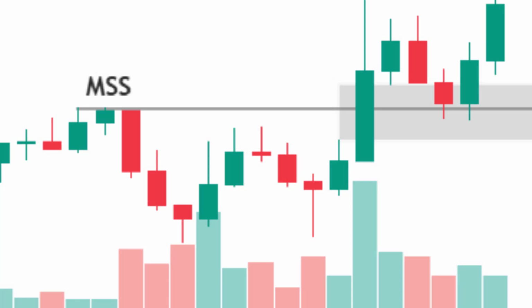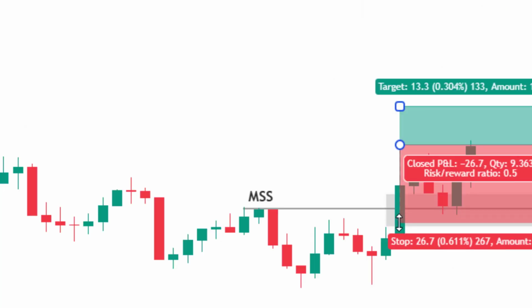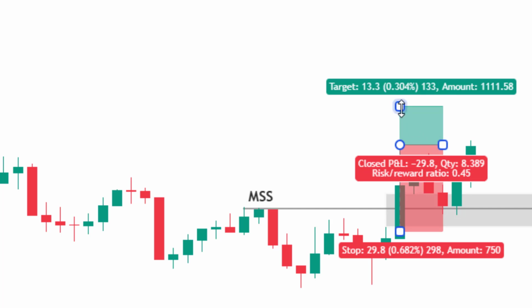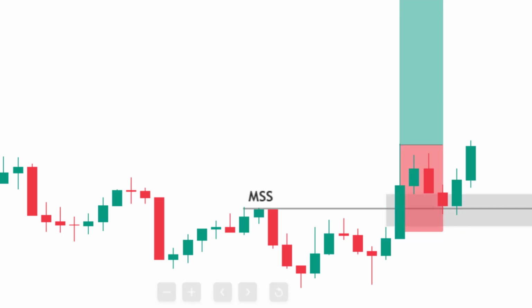We can also look for additional confluences, such as lower time frame fair value gaps or candlestick patterns in the direction of the move. Now we can take the entry at this swing high, placing the stop loss below the fair value gap and targeting the next external liquidity level.